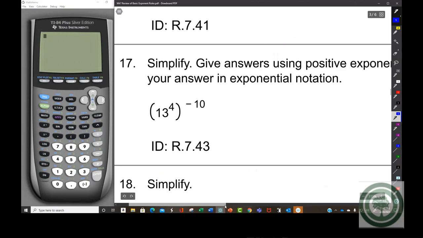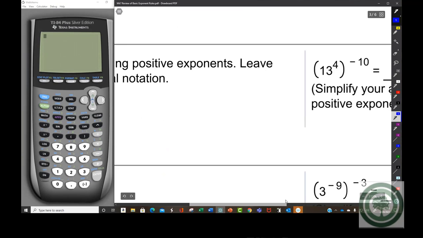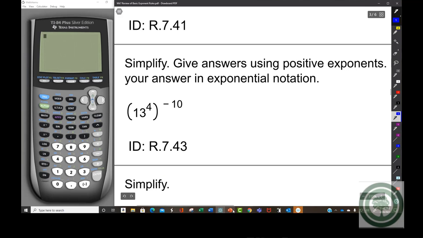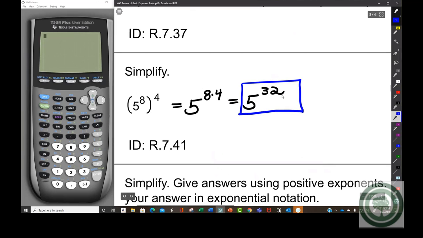All right, now it says simplify. Give answers using positive exponents. Leave your answer in exponential notation. Good. That means I leave the answer like this. I leave it with exponents.